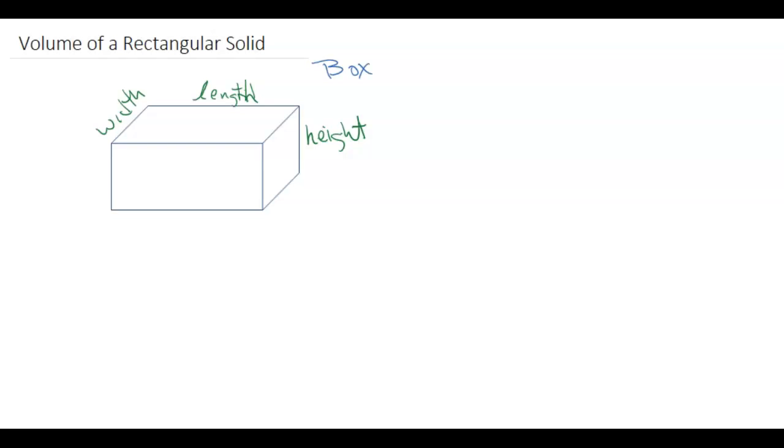So when we're talking about volume, we're talking about taking this shape and filling it up with little cubes. And the size of the cubes depends on what we're measuring the shape with. So let's say we're measuring this particular shape with inches. And I said it was 5 inches for the length, and 3 inches for the width, and 2 inches for the height.